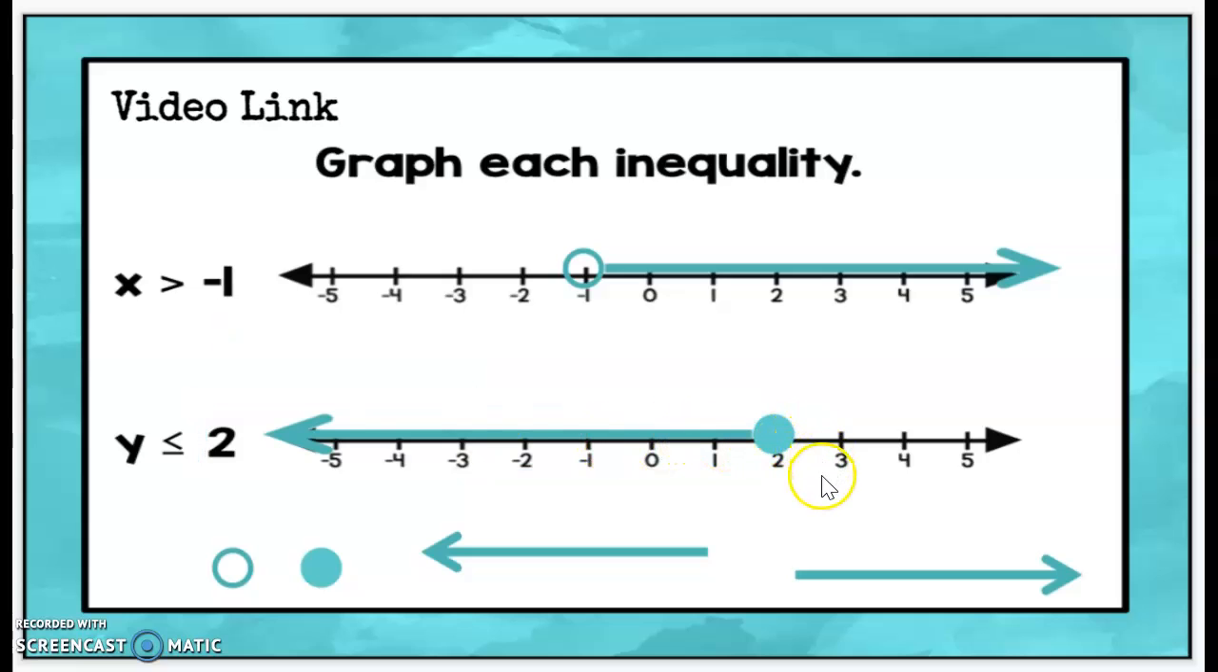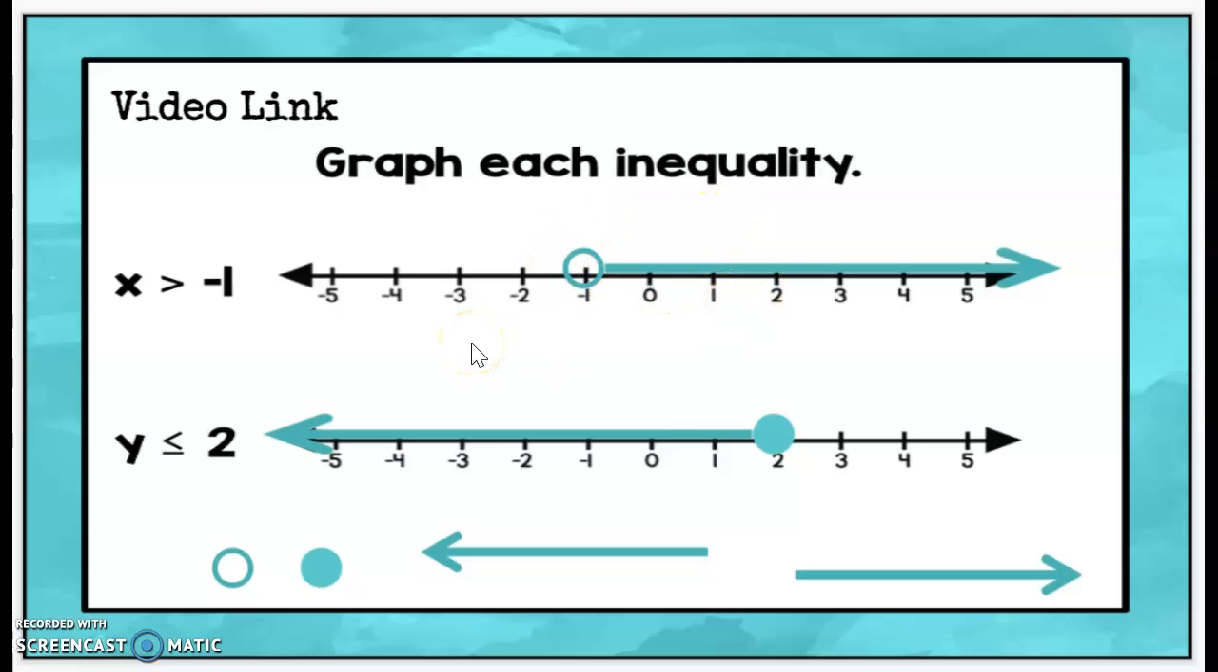All right, so here we have our circle on the 2 right there, and y is less than or equal to 2, and so all of these numbers can be replaced for y. All of them are less than 2, but we can include 2 by having that circle filled in. So y less than or equal to 2 looks like this graphed. x is greater than -1 looks like this when it's graphed.